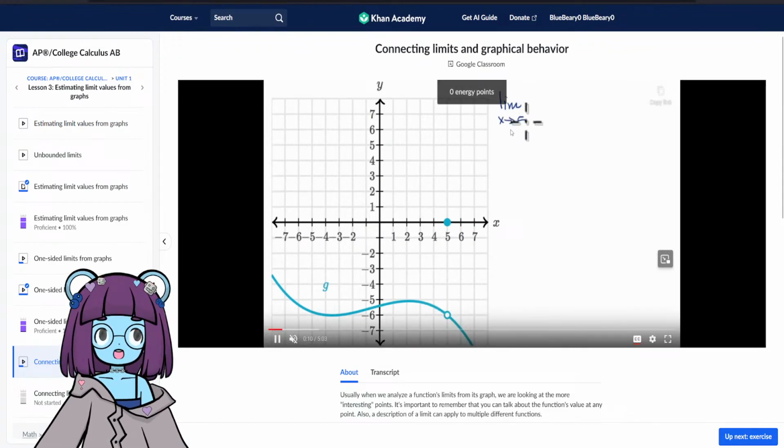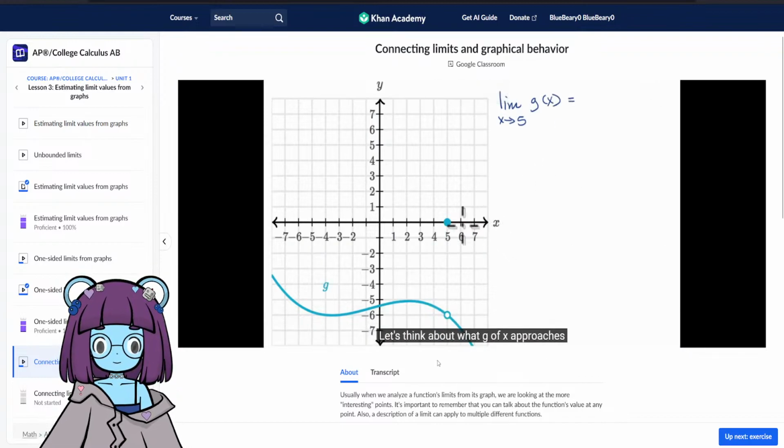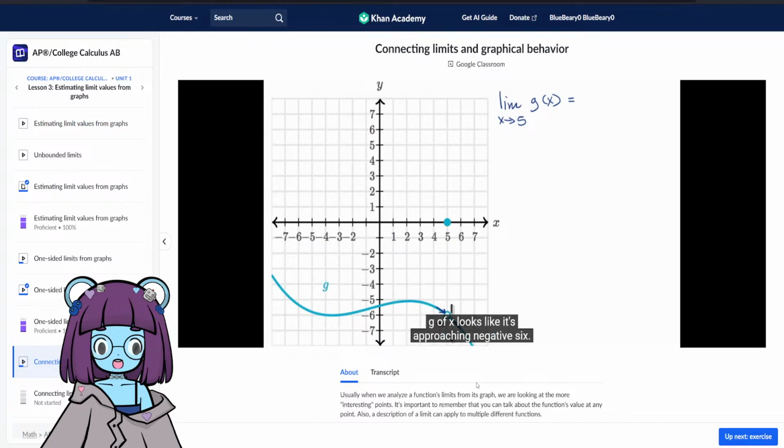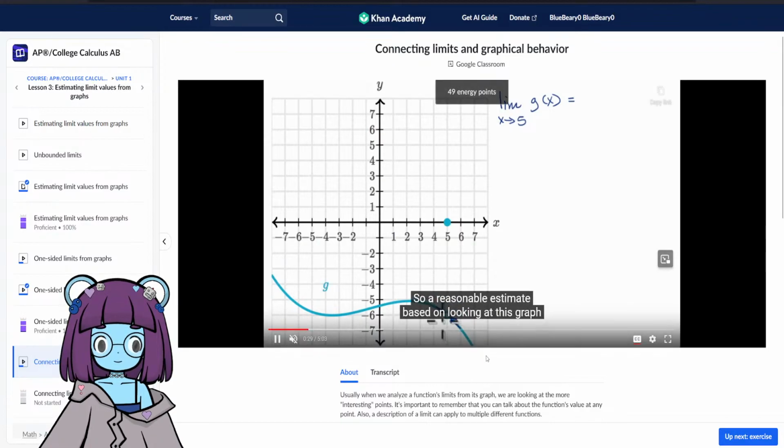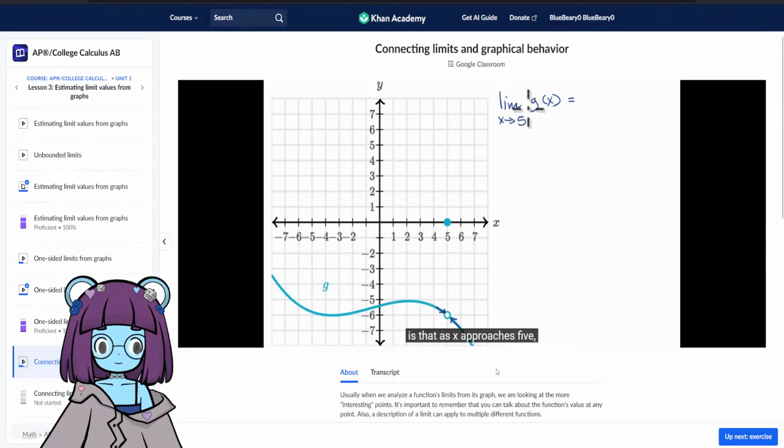So, as a limit, as x approaches 5, g of x is equal to -6. As x approaches 5 from the right, g of x looks like it's approaching -6. A reasonable estimate based on this graph is that as x approaches 5, g of x is approaching -6. It's worth noting that that's not what g of 5 is. G of 5 is 0.